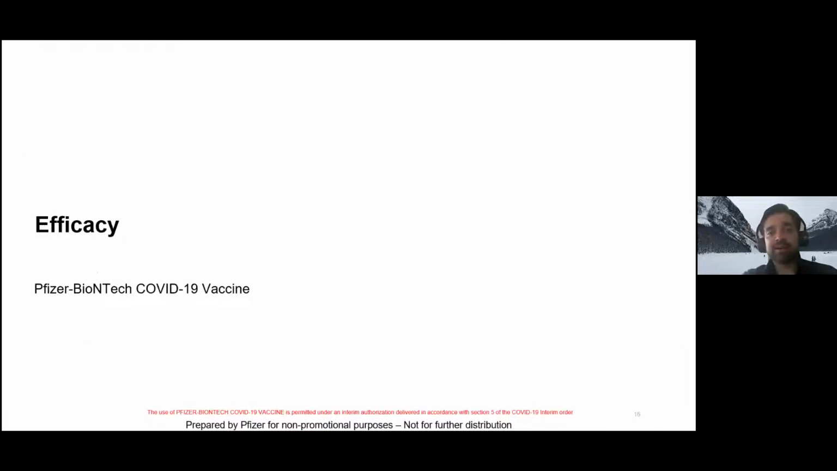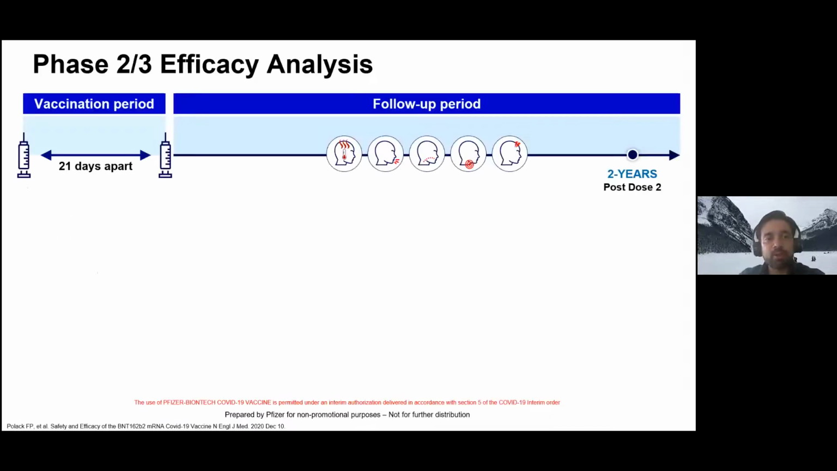So with that background in terms of our trial design, let me talk a little bit about our efficacy. I would like to start with describing how we went about establishing efficacy of this vaccine. Just a gentle reminder, 2 doses, given 21 days apart. And right after they received their first dose, the participants were kept under active surveillance for COVID-19.